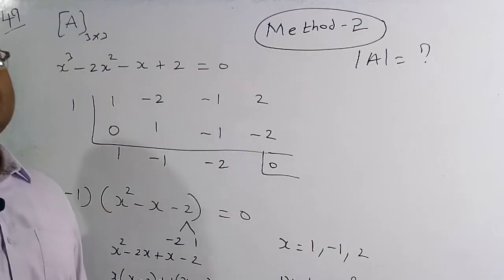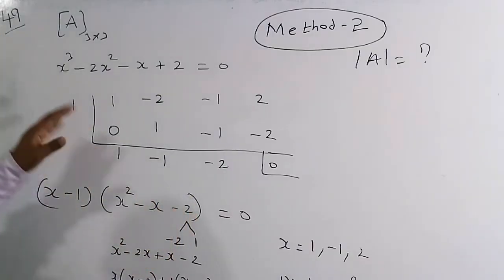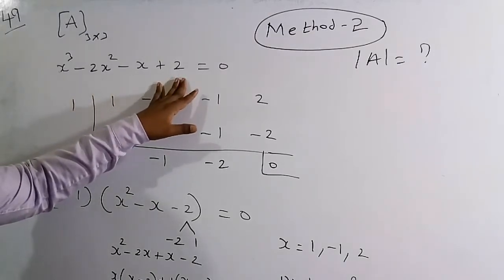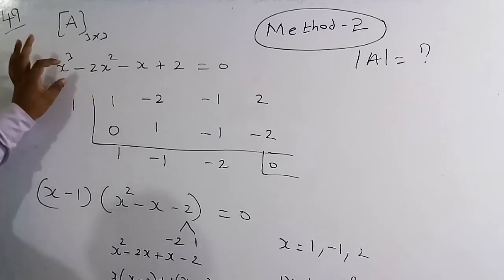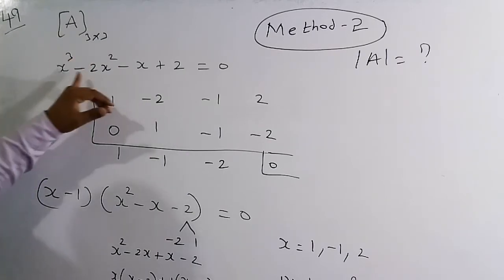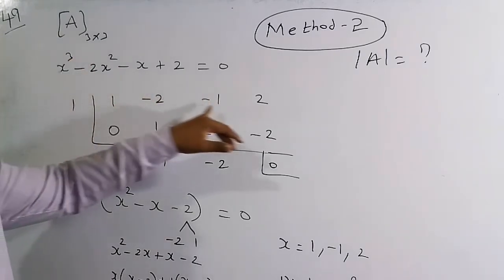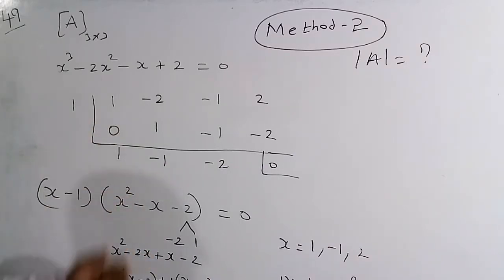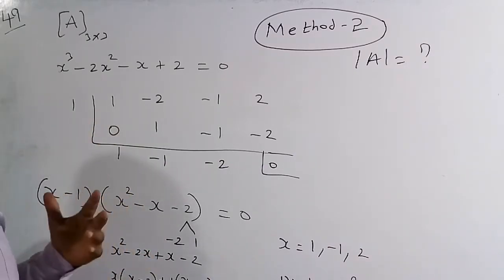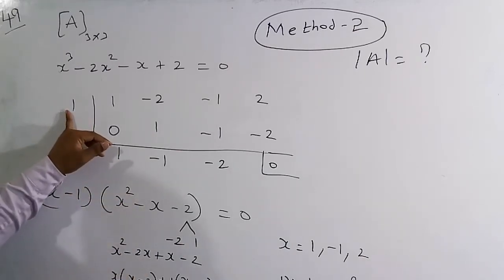So now we are going to solve by another method, method 2. This is the characteristic equation. Now I want to find the roots of this equation. So I am going to take all the coefficients 1, minus 2, minus 1 and 2. I am assuming that x is equal to 1 is a root, and I am going to check whether 1 is a root or not. So I am going to substitute x is equal to 1.